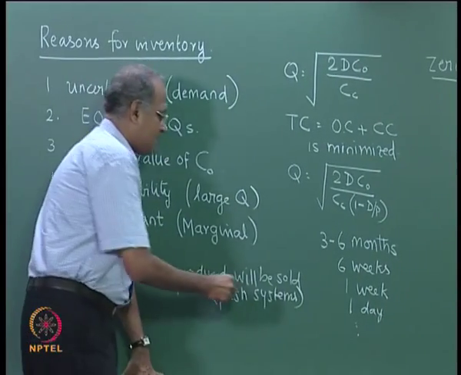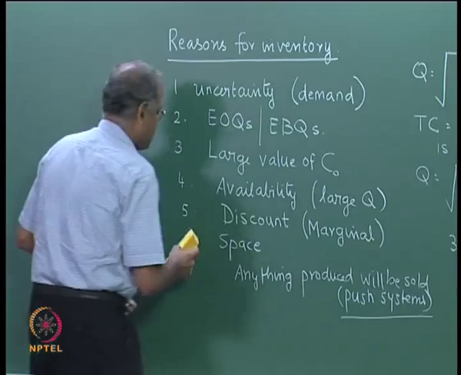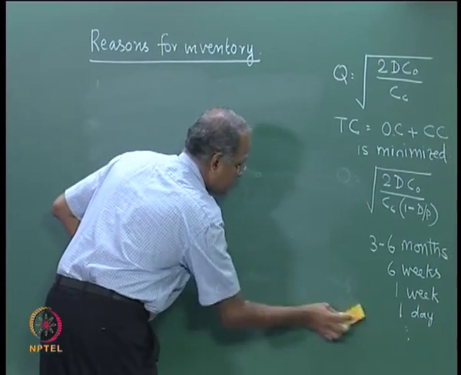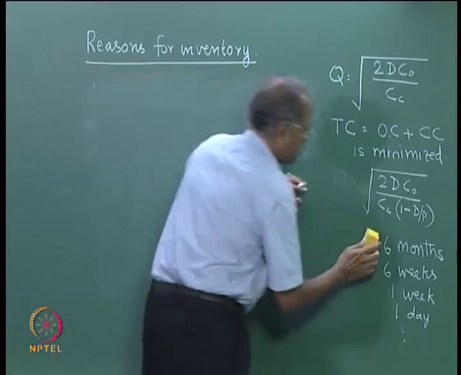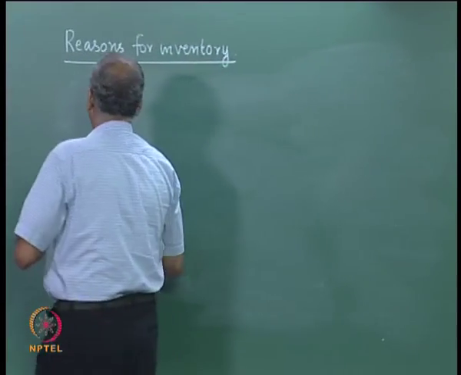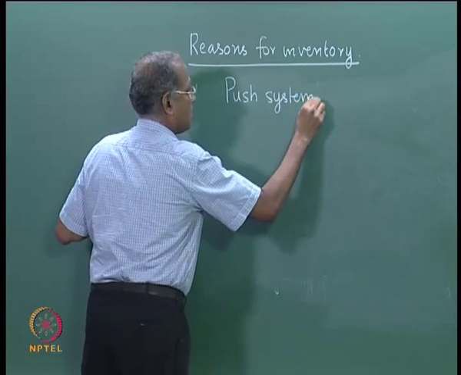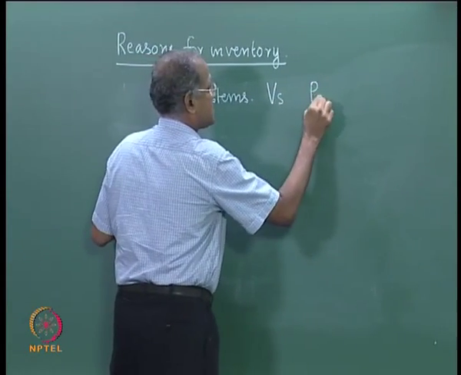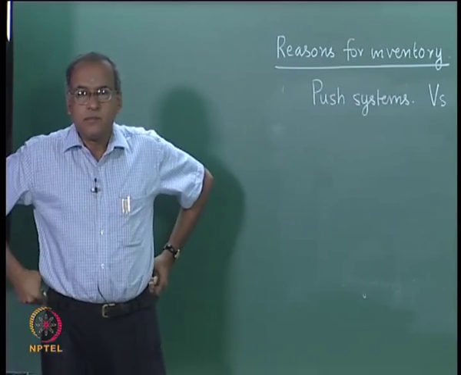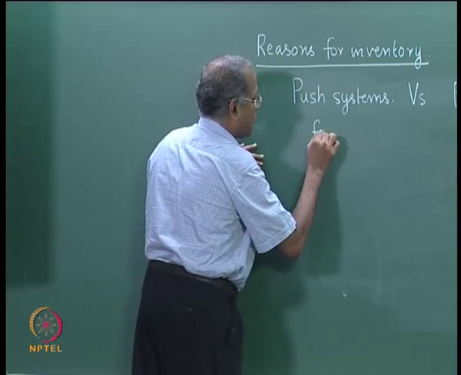The other thing that organizations did is called push systems. So, traditionally organizations used what is called push system, versus pull systems. Push systems are traditional, where push systems work with forecast.